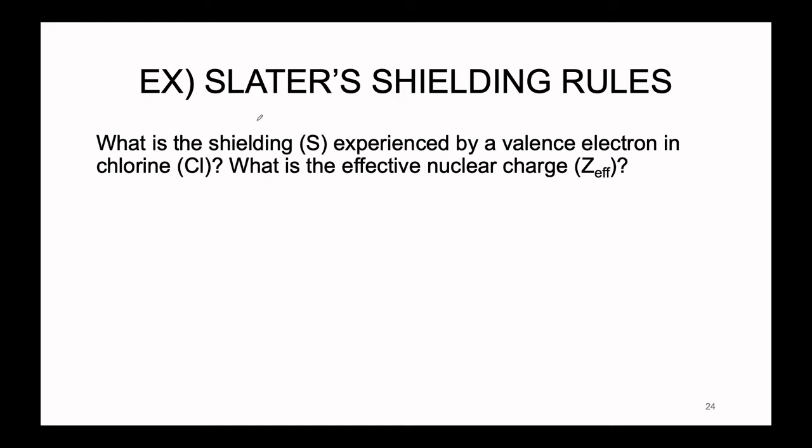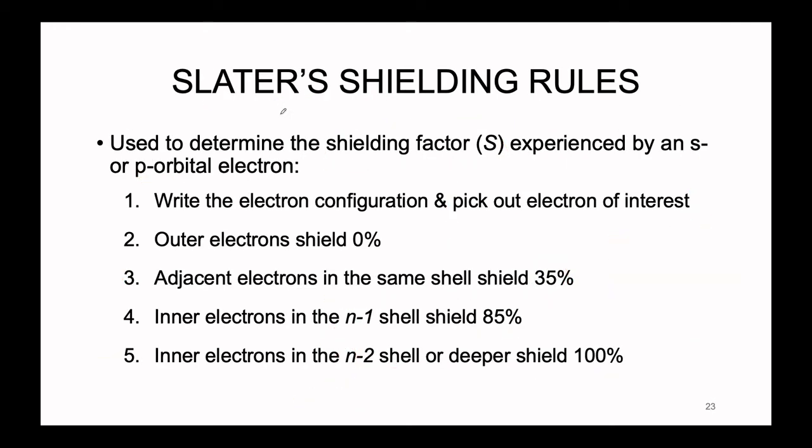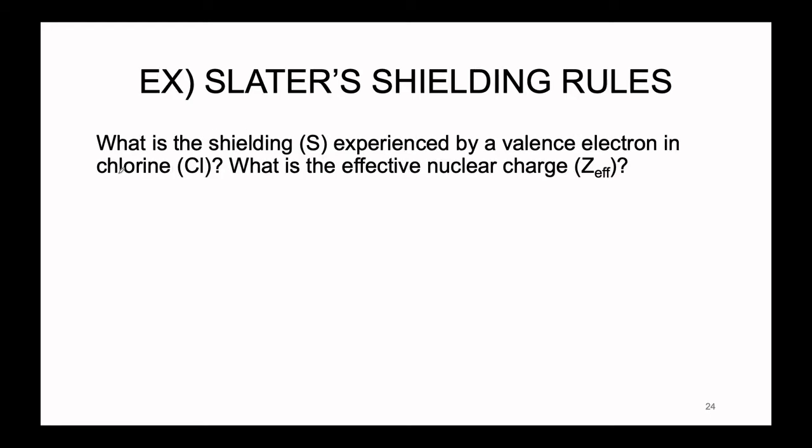All right, so let's start with our shielding factor for the valence electron in chlorine. I'm just going to go back and forth between our rules in this example so we can continue to see where we are. So rule number 1, we have to write out the electron configuration, and we're going to pick out the electron of interest to us.